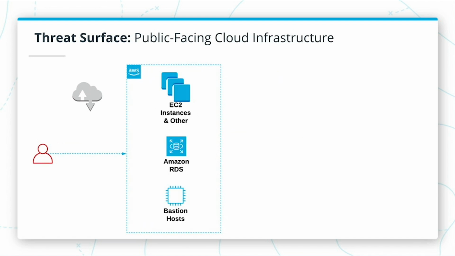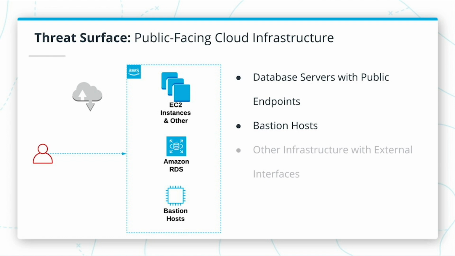Another external threat is to public-facing cloud infrastructure. Aside from web applications, any other server infrastructure such as database servers, bastion hosts, and other infrastructure are prime targets for attackers. Any resources such as these need to have additional hardening and isolation from other internal resources that host sensitive data. At a high level, the use of these types of resources and exposing them to the internet should be avoided, limited, and restricted.